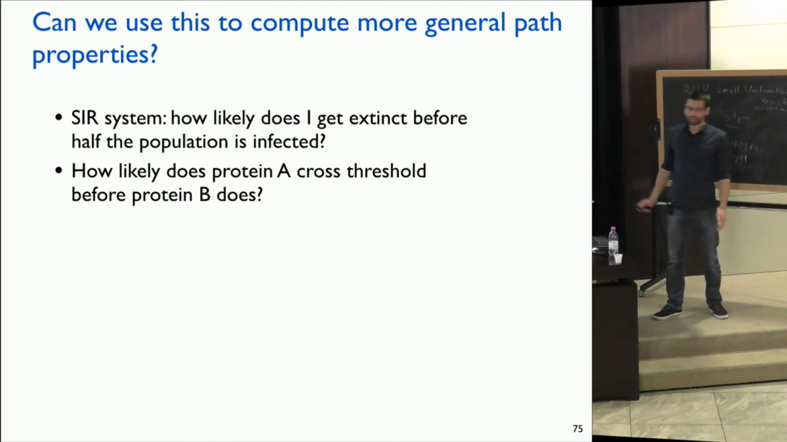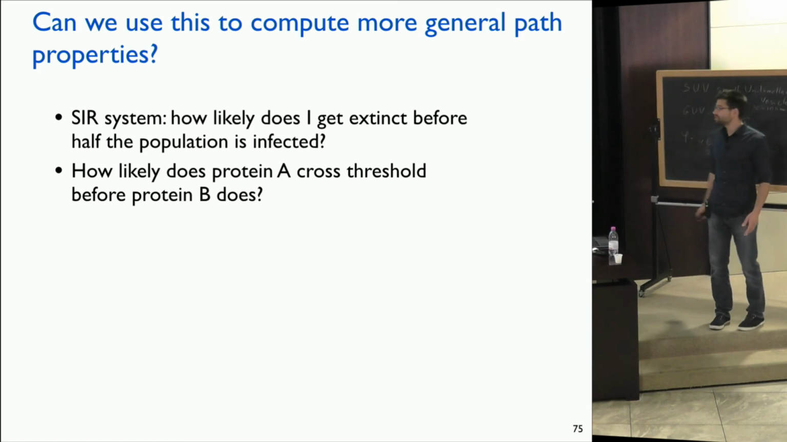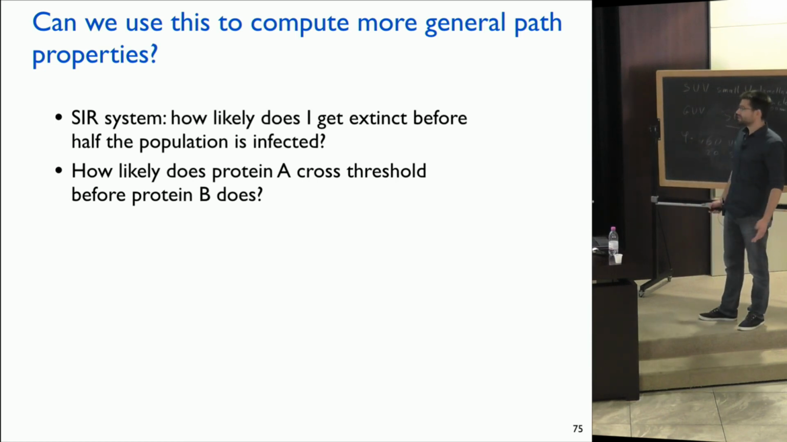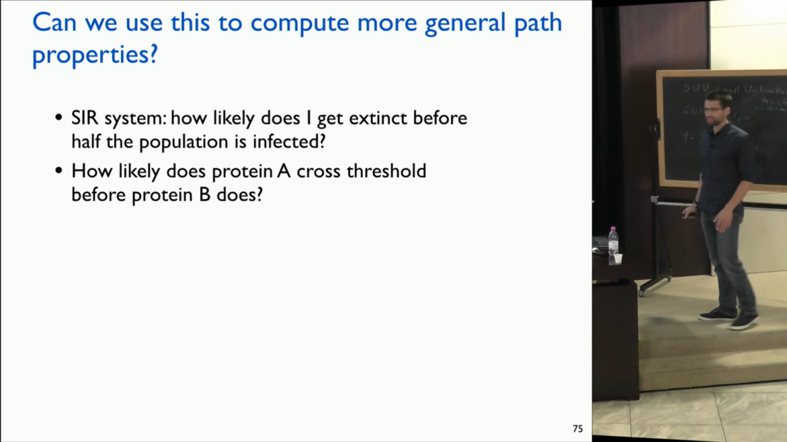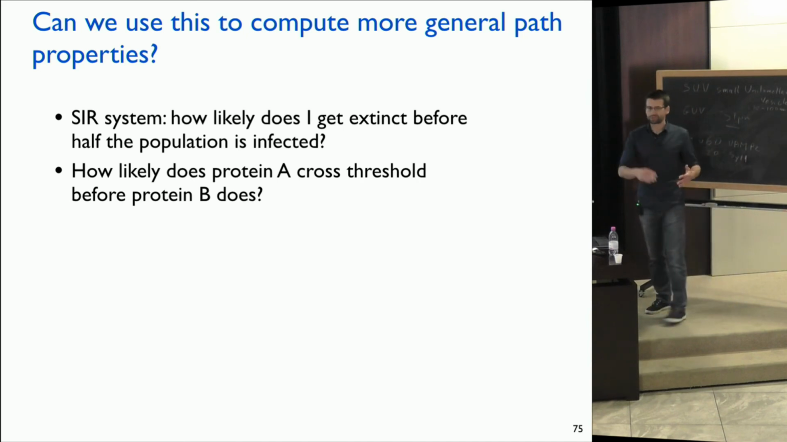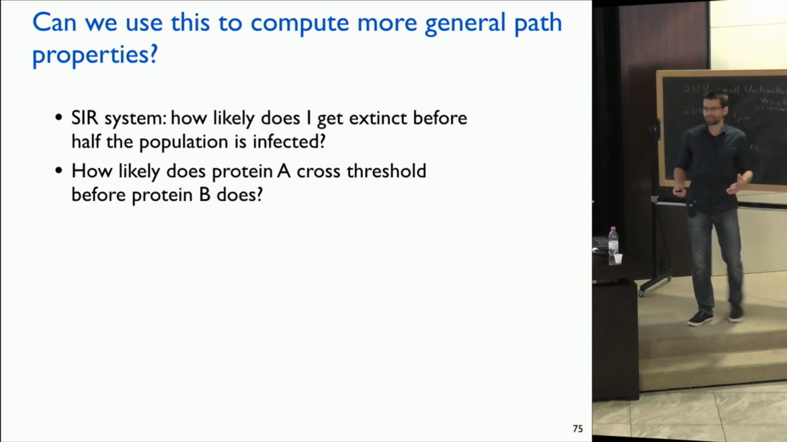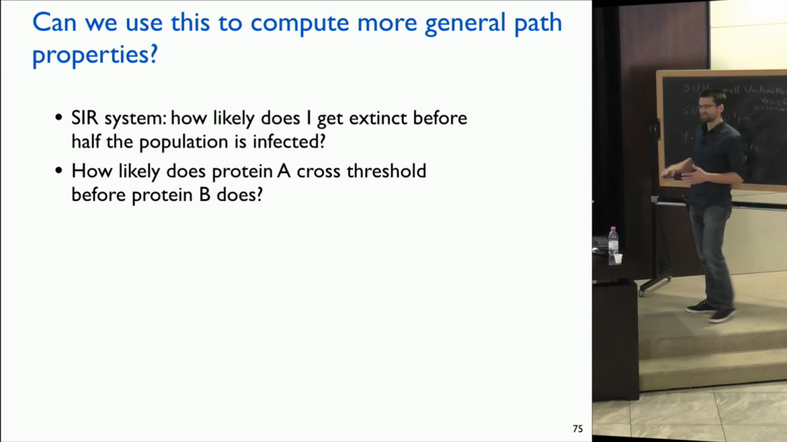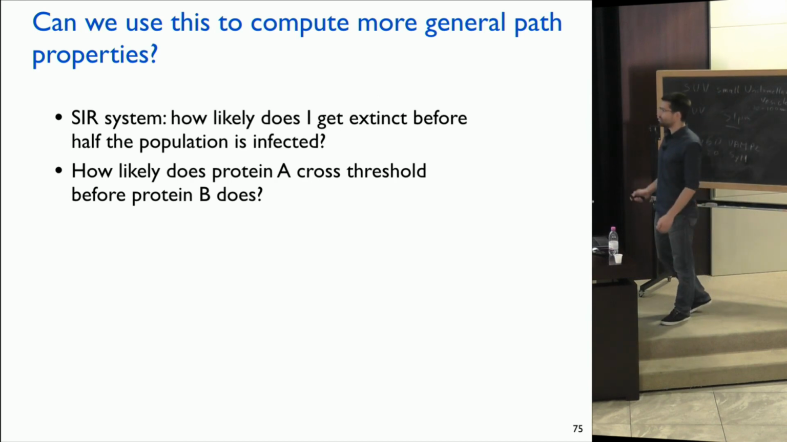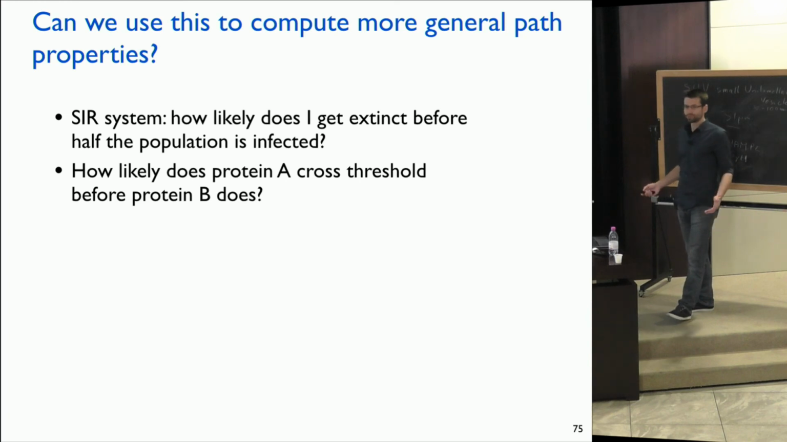Okay, but yeah, let's come back to the SIR system. For example, can we answer questions like, how likely does species I get extinct before half the population is infected? So putting an additional constraint on the process. So something like a conditional survival probability. Or how likely is it that protein A crosses a threshold before another protein B does?